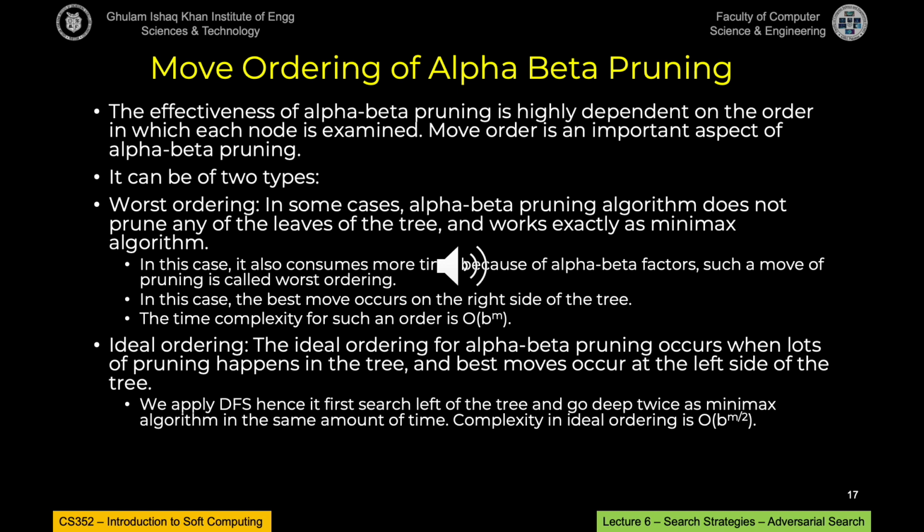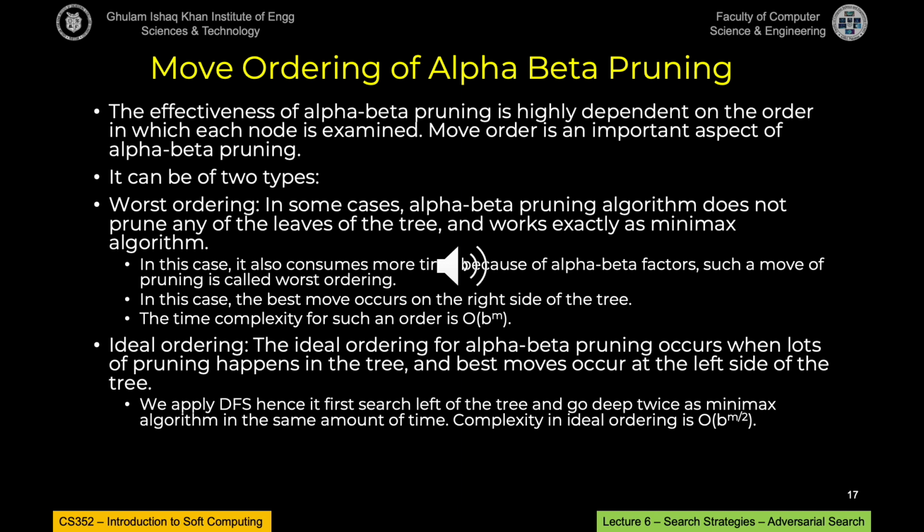In the worst ordering, in some cases, the alpha beta pruning algorithm does not prune any of the leaves of the tree and works exactly as a minimax algorithm. In this case, it also consumes more time because of alpha beta factors. Such a move of pruning is called worst ordering. In this case, the best move occurs on the right side of the tree. The time complexity for such an order is big O of b to the power n, which is essentially the same as that of the minimax algorithm. So there's not much of a difference in terms of time complexity, at least, because the order remains the same.